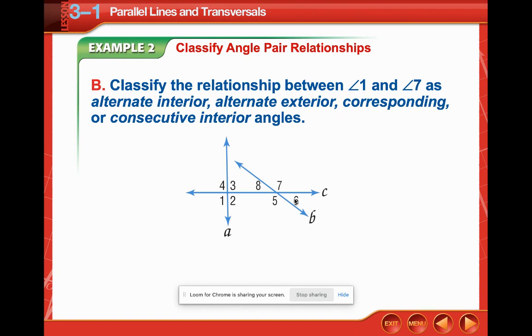All right, angles 1 and 7. As you can see, they are both exterior angles, so they're not alternate interior. And they're on alternating sides of the transversal, which is C. So therefore, angle 1 and angle 7 would be alternate exterior. They're not corresponding because they're on opposite sides of C, and they're not consecutive interior because they're both exterior angles.